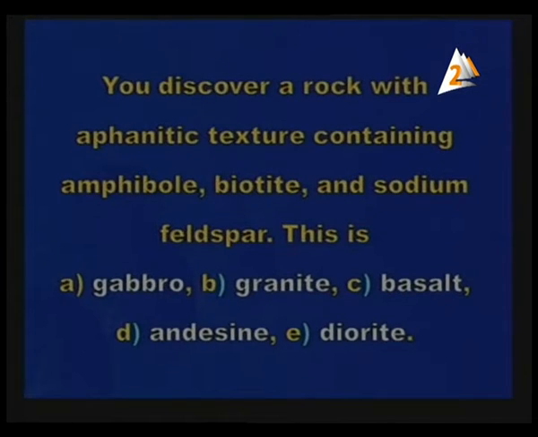You discovered a rock with aphanitic texture containing amphiboles, biotite, and sodium feldspars. This rock is called gabbro, granite, basalt, andesite, or diorite. This is the criteria of the rock you discovered: aphanitic texture containing amphiboles, biotite, and sodium feldspars, and this is the andesite.